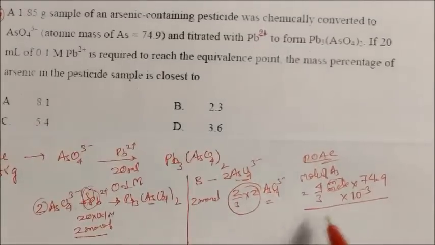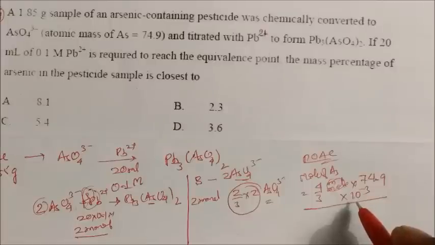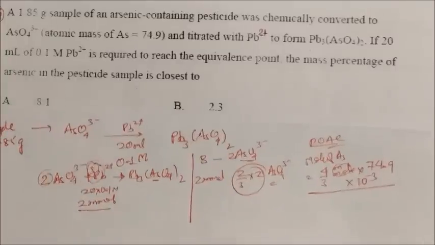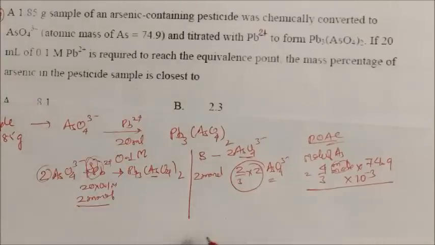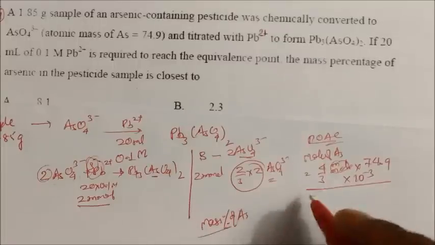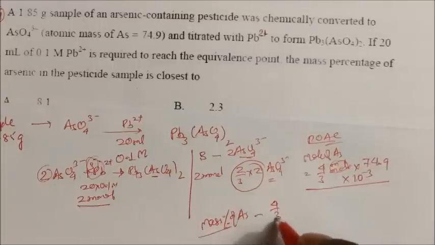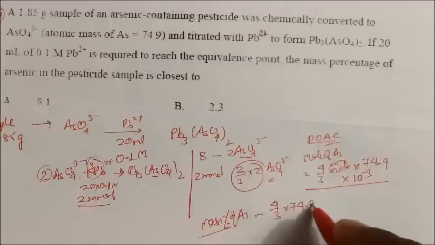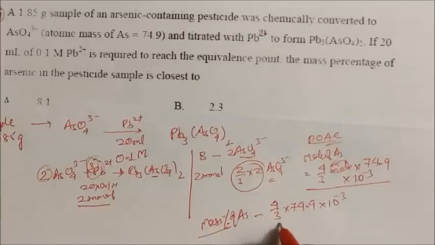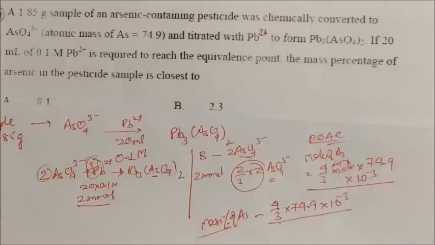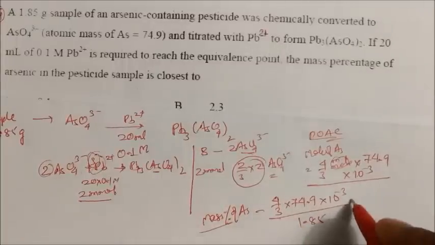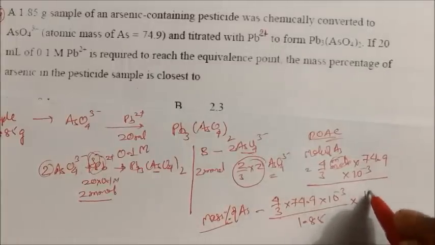On solving, you will get some value. And we have to find the mass percentage of arsenic in the pesticide sample. So mass percent of arsenic will be 4 by 3 multiplied by 74.9, again multiplied by 10 to the power minus 3, divided by the mass of the sample. The mass of the sample is already given, 1.85. And if you write in percentage, the whole is multiplied by 100.